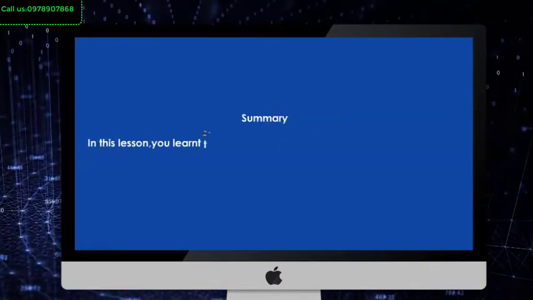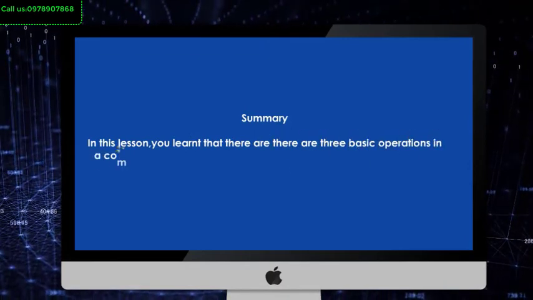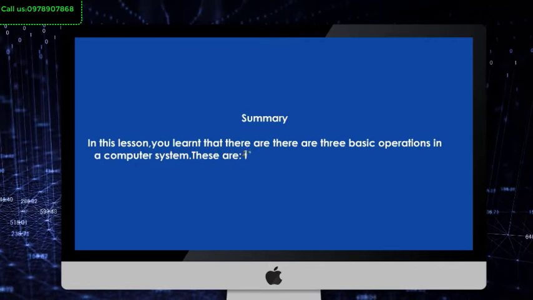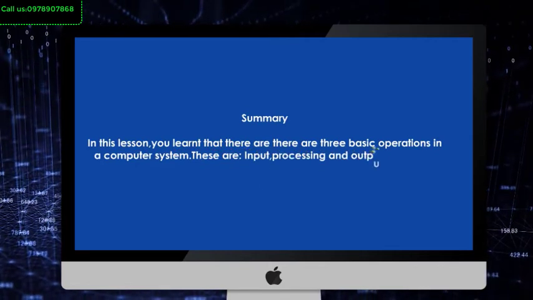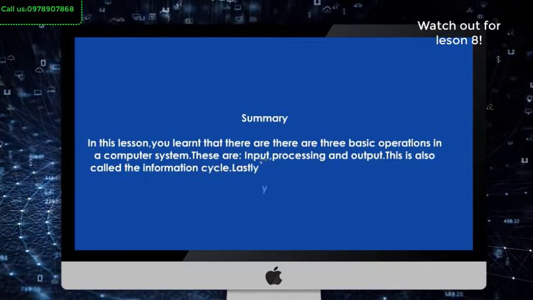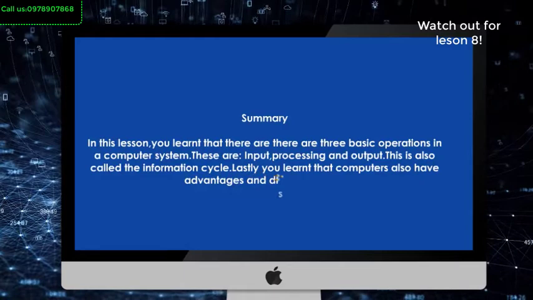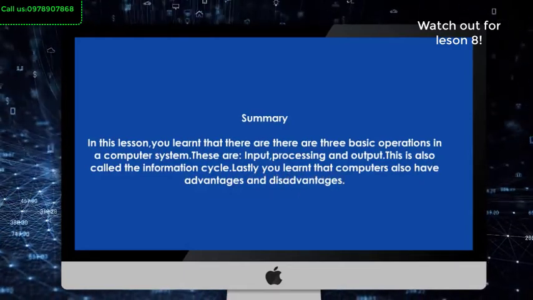Summary. In this lesson, you learned that there are 3 basic operations in a computer system. These are input, processing, and output. This is also called information cycle. Lastly, you learned that computers also have advantages and disadvantages.